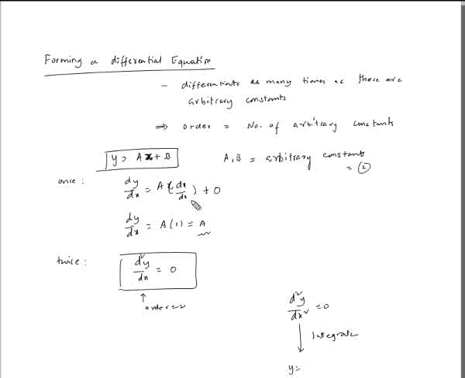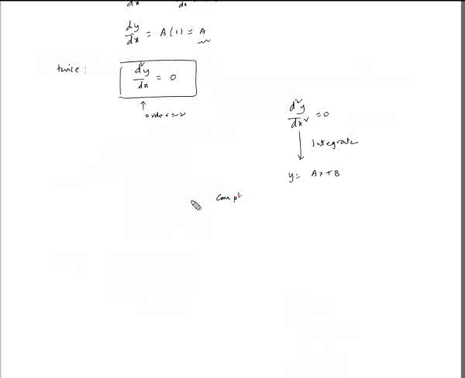I'll end up getting this equation. But in order to get the complete solution, I need to provide two boundary conditions, or two conditions for a and b. So basically, the order will tell you how many boundary conditions are required in order to get the complete solution.